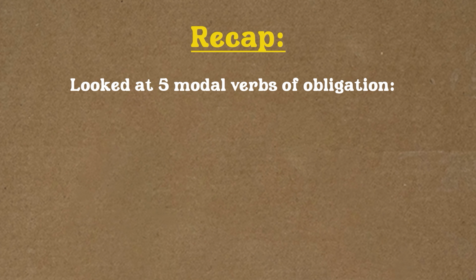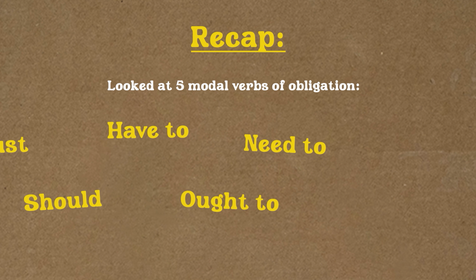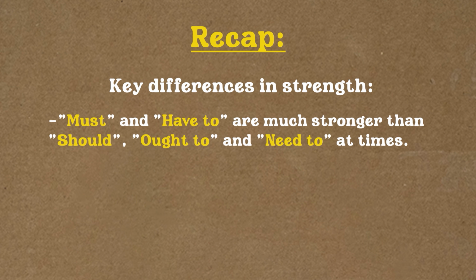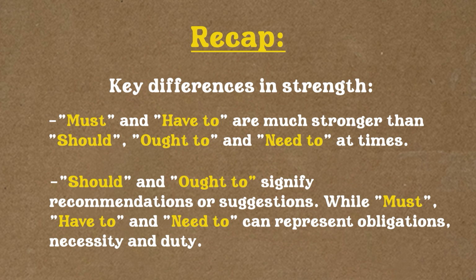Hey guys, I have to say, nice work today. We've looked at these modal verbs of obligation, we've got some practice in, and now you're probably masters at using them. But before we finish, let's recap what we did today. We looked at 5 modal verbs of obligation: must, have to, need to, should, and ought to. Some key differences are in strength. Must and have to are much stronger than should, ought to, and even need to at times. Should and ought to signify recommendations, suggestions, while must, have to, and need to can represent obligations, necessity, and duty.